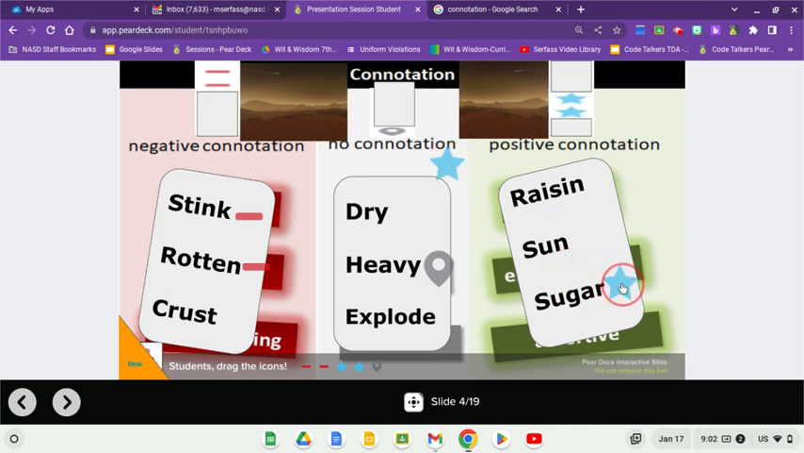Now, finally, we have positive connotations. For me, that's got to be sugar, right? Sugar to me is a word that's almost always positive, unless you're a health teacher. Please find a place for your other blue star for that other positive connotation.